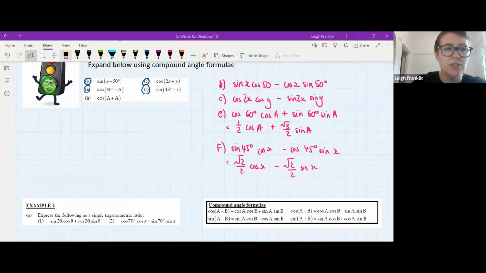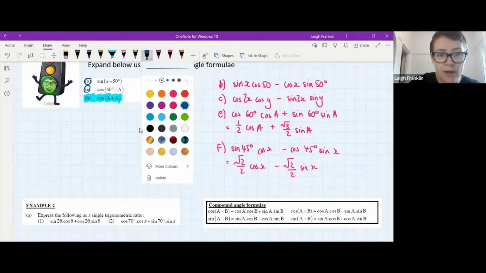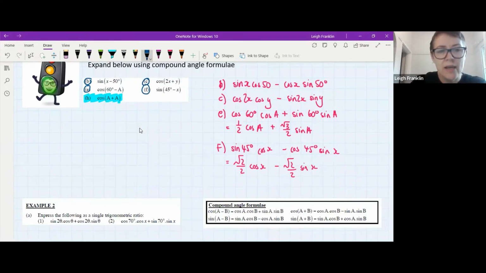I just wanted to mention this here because double angles come from compound angles. That's how double angles were created or discovered. Here, if we've got cos A plus A, again, we recognize that it's a compound angle. And look, cos A plus A could also be written as cos 2A. So that's a double angle.